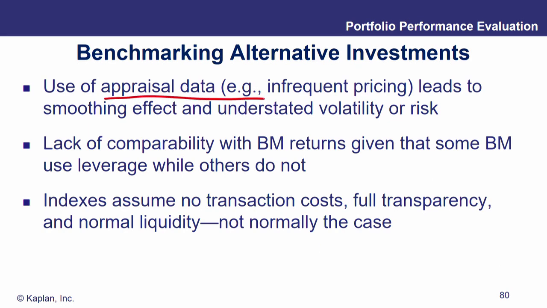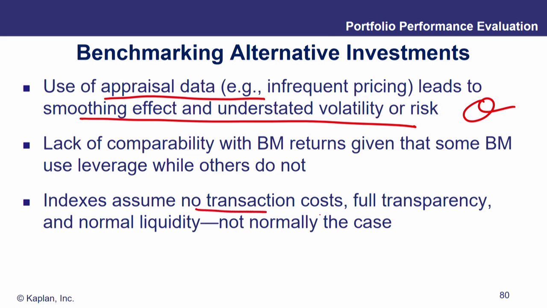Okay, what are some more issues? Well, we've got lack of use of appraisal data. So it's going to lead to the smoothing effect, and again, it's going to underestimate the volatility or the true risk that we're dealing with. There's also lack of comparability with benchmarks, in that maybe some of these are using leverage, some not, and then they assume no transaction cost, full transparency, and normal liquidity. When we're dealing with real estate, that certainly doesn't sound very likely to me.